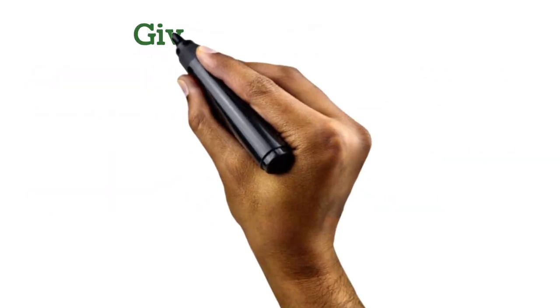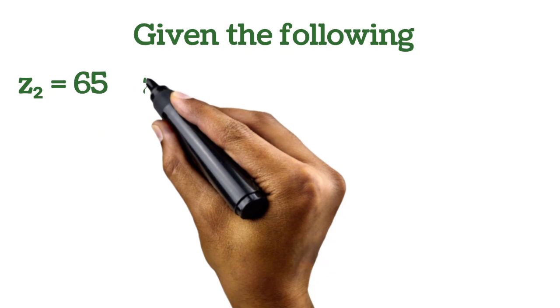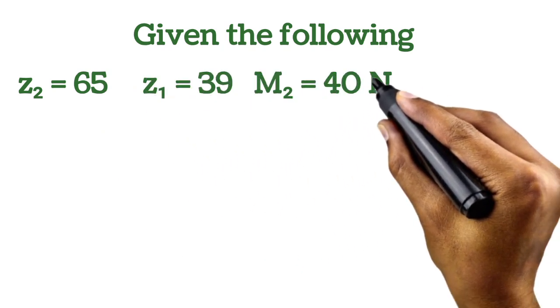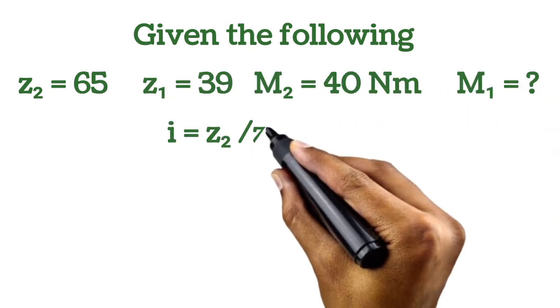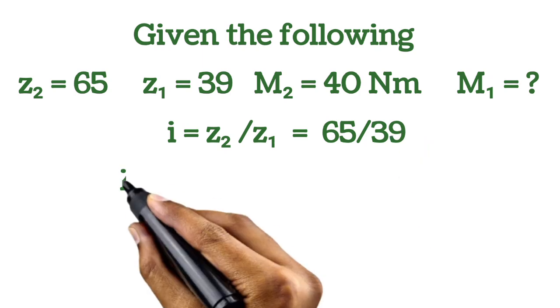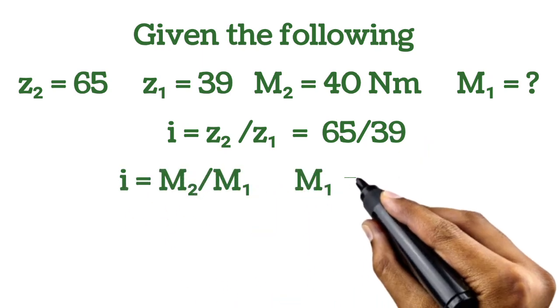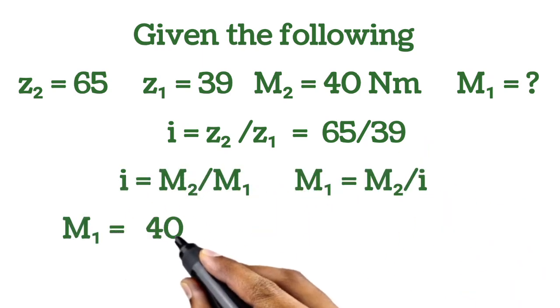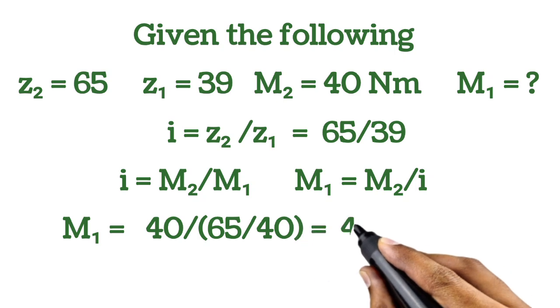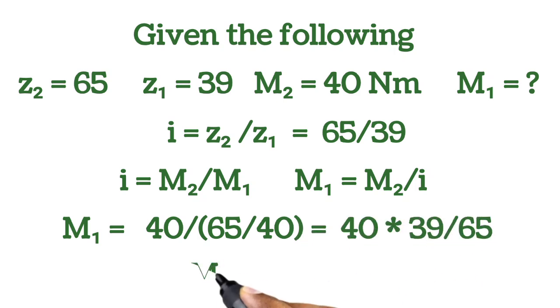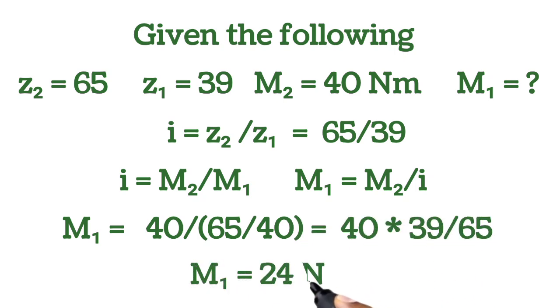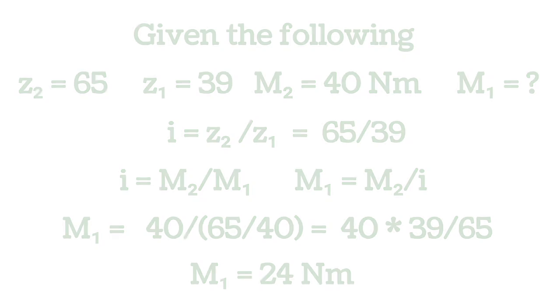Given the following, Z2 is equal to 65, Z1 is 39, M2 is 40. So I is equal to Z2 divided by Z1. I is equal to M2 divided by M1, making M1 subject of the formula. M1 is equal to M2 divided by I. Substitute the values, we have M1 is equal to 24 Newton meter.